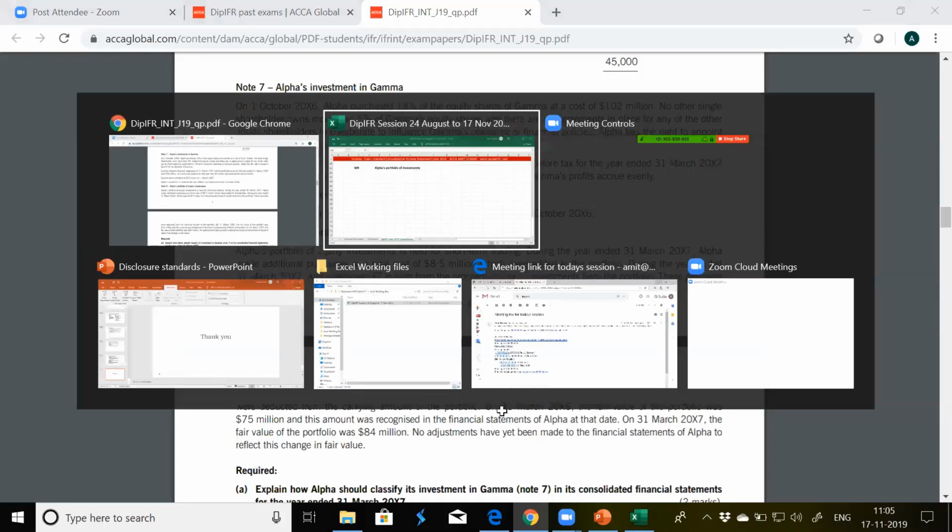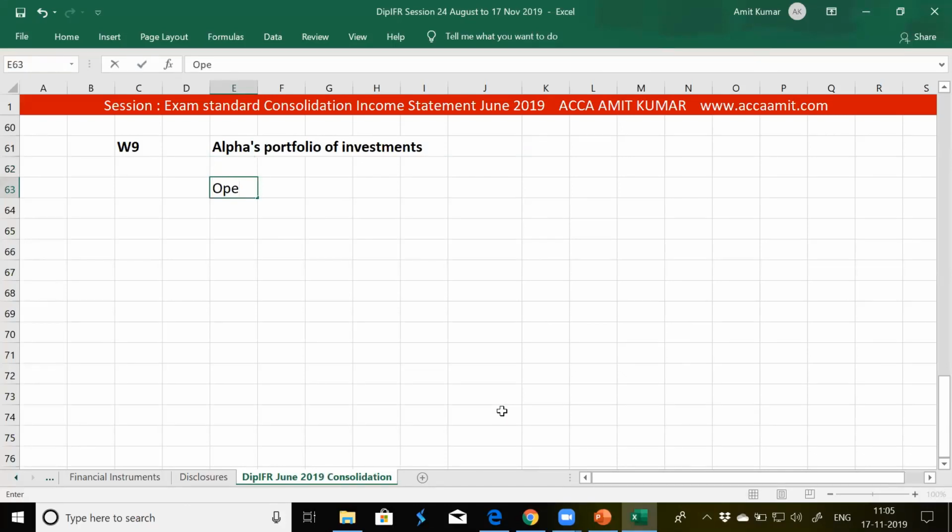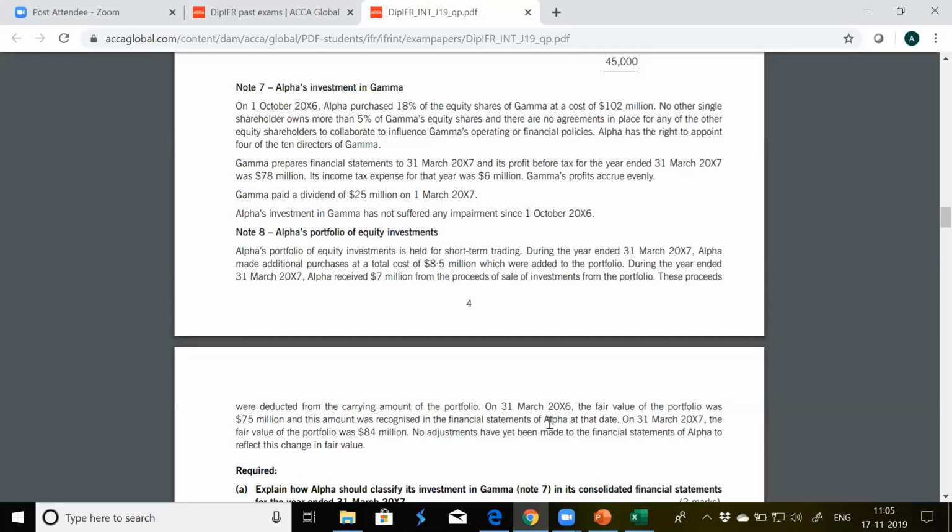Opening balance at fair value as on 31st March 2006. There was 75 million, that is 75,000. This is the opening. The fair value of the portfolio was 75 million. This amount was recognized in the financial statements of Alpha at that date.